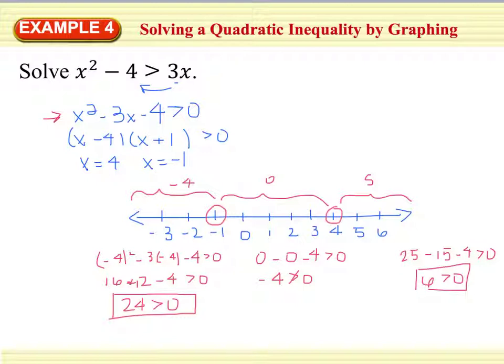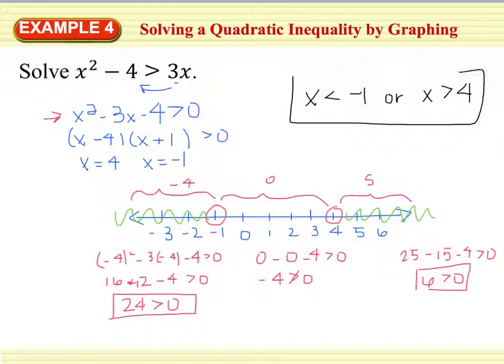So this now tells me that I have solutions over on this side and on this side of my test intervals. So I'm going to write my solution then as x is less than negative 1, because that's going to take into account these numbers here, or x is going to be greater than 4, and that will take into account these numbers here. And this right here then would be my final answer.